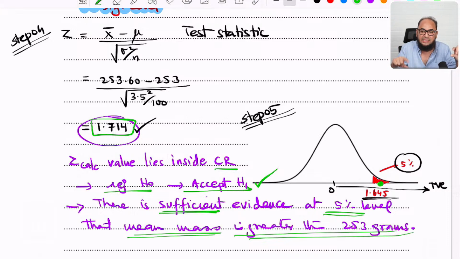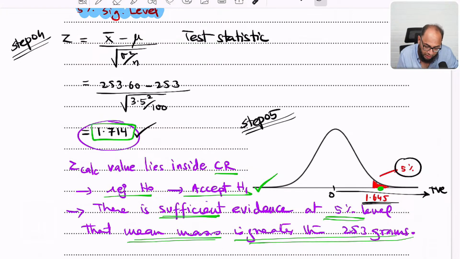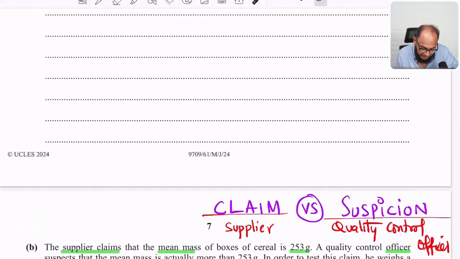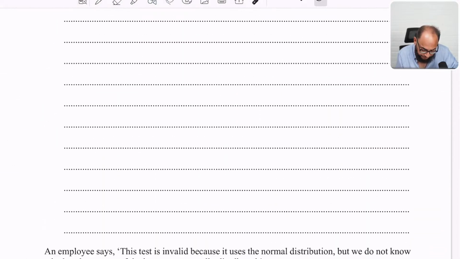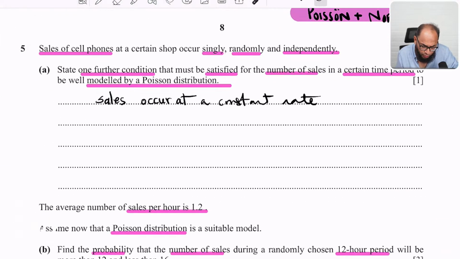Mention the significance level, that is the 5% level, and that the mean mass is greater than 253 in the context of this question. Don't just stop by saying reject H0, accept H1. That is good, that is correct, a step in the right direction. But in the context of this question, you have to write the explanation. All good, all clear? So this question, question number 4, is done.